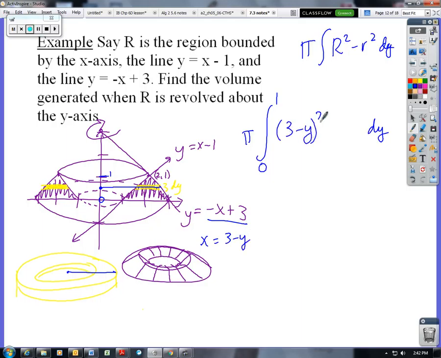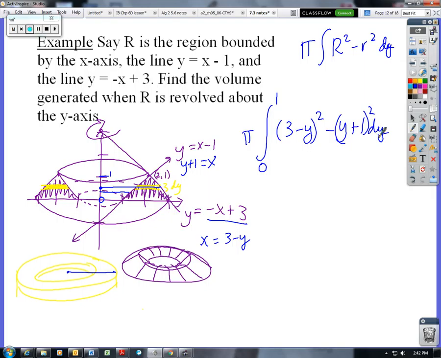That's my big R. I have to square it, and subtract my little r, which is from the center out to this inner curve, which is this one. Again, I have to solve for x and get y plus 1. So y plus 1 will go here, and it'll be squared. Now it's set up beautifully. Everything is in terms of y. And then what you can do at this point, of course, is FOIL this all out and FOIL that out and subtract and combine and integrate.